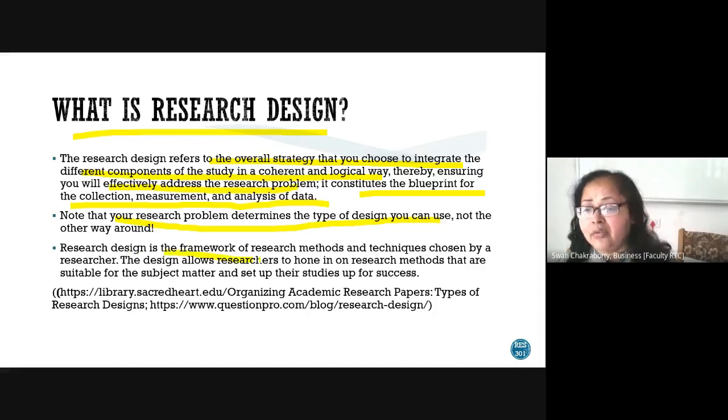So research design is the framework of research methods and techniques chosen by the researcher, which allows the researcher to develop their skills in the research methods that are suitable for the subject matter and set up their studies for success.